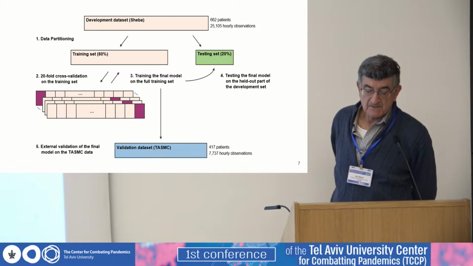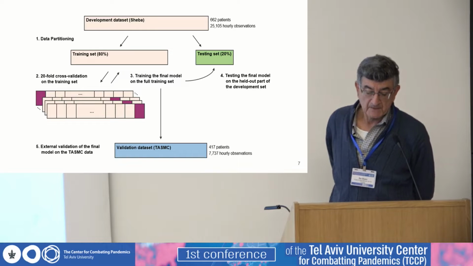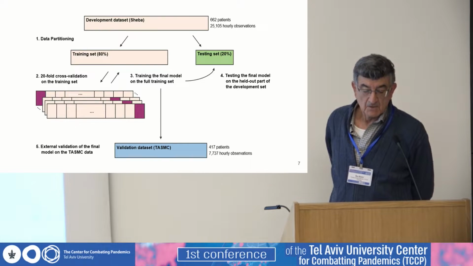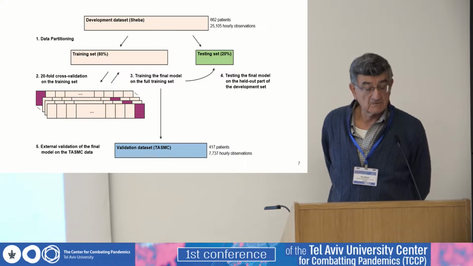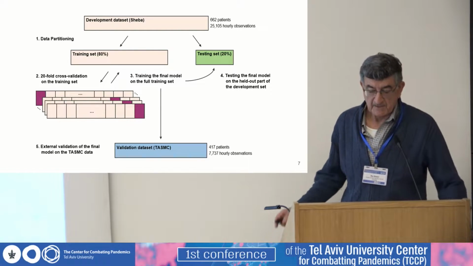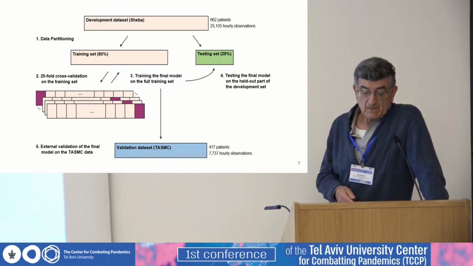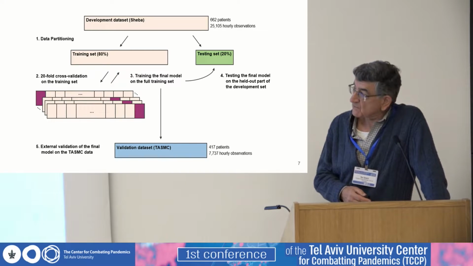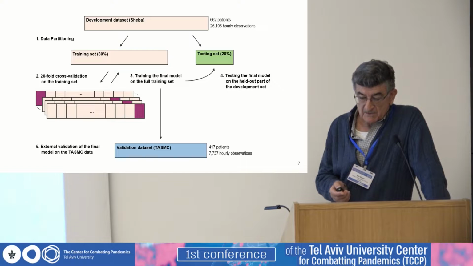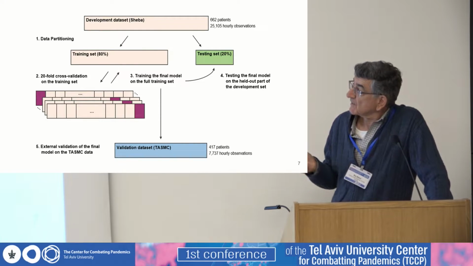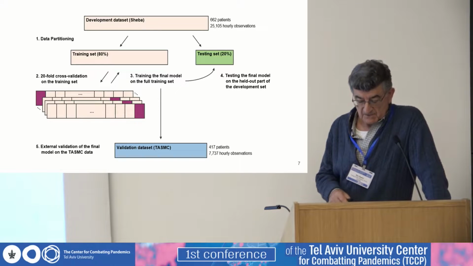We take the Shiba data and separate it into a training and testing set. On the training set, we do 20-fold cross-validation in order to develop the model and the hyperparameters. Once we get the final model, it is trained over the whole training set and applied to the testing set. And finally, this is also tested on the data at Ichilov as an independent set.